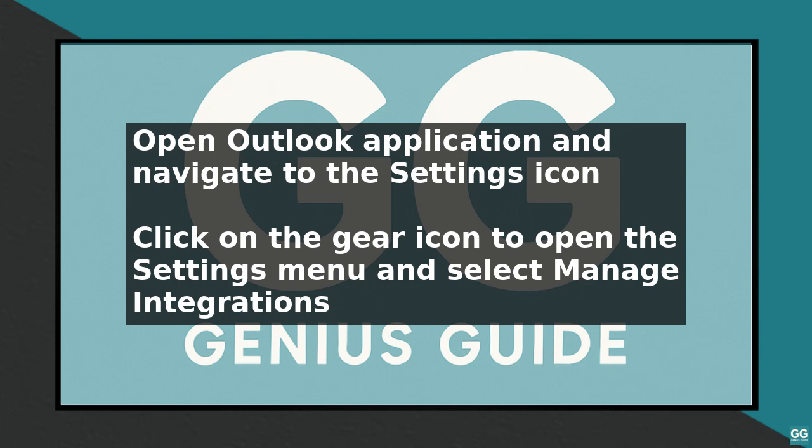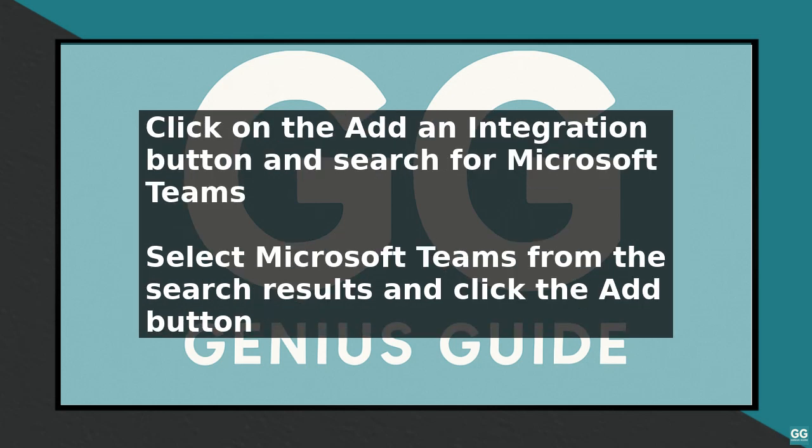in the search bar. Select Microsoft Teams from the search results and click the Add button to initiate the integration process. You will be redirected to the Microsoft Teams login page, where you need to enter your Microsoft Teams credentials to authenticate the integration. Once authenticated, you will be prompted to authorize the integration. Click the Authorize button to complete the process.